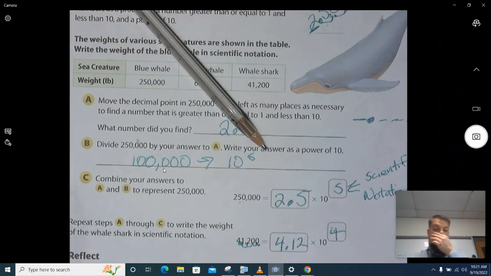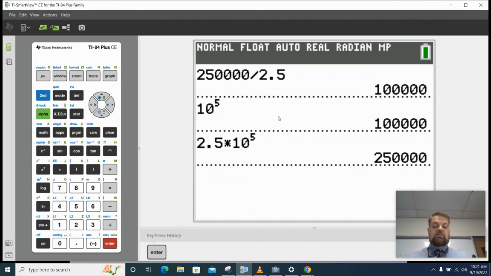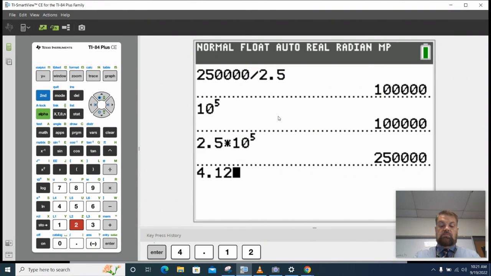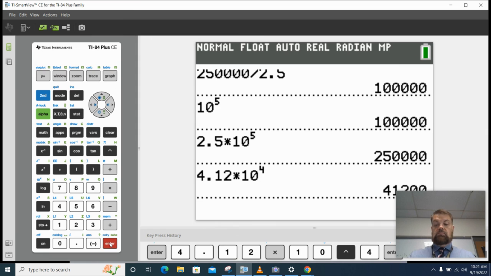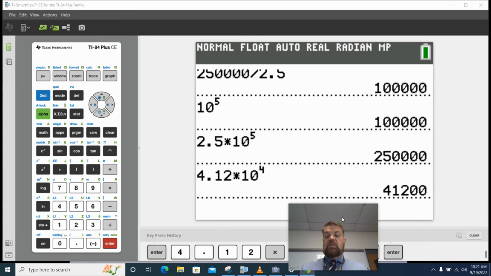How do I double check that? Calculator. I hear some people shouting, I got it. That's good. Times 10 to the 4th power. Is that right? I got to move my face out of the way. Yeah, that looks right, right?